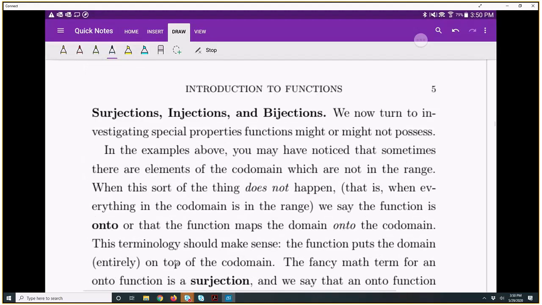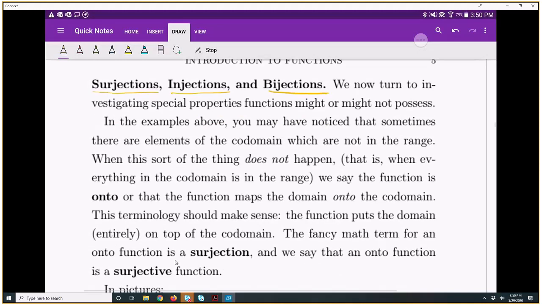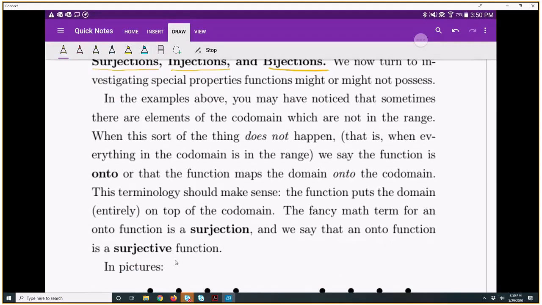Now we'll introduce a little bit of terminology. We have surjections, injections, and bijections. In the examples above, you may have noticed that sometimes there are elements of the codomain which are not in the range. If that does not happen, then we say the function is onto. That is, when everything in the codomain is in the range, we say that the function maps the domain onto the codomain.